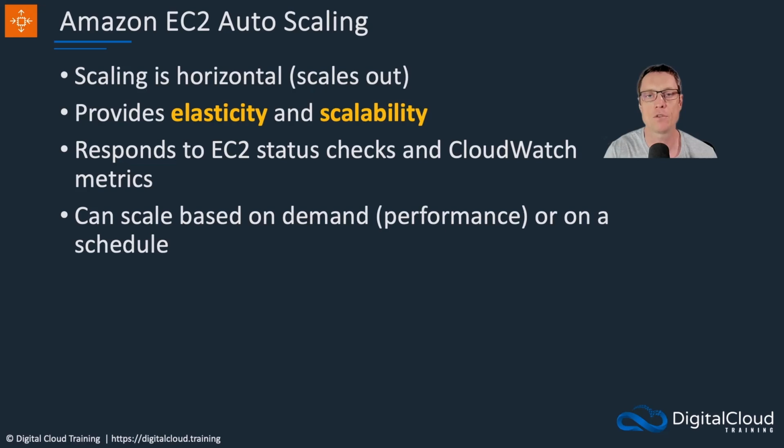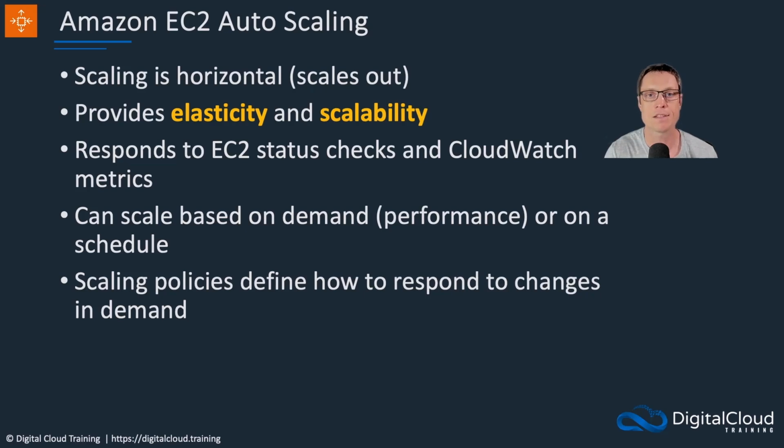And it can scale based on demand, so the performance, or we can do it on a schedule instead. So we can say, well, we know that we're going to need more capacity at a certain point in time, maybe 9 a.m. on a Monday morning when people are starting to utilize the application more. So we can scale on a schedule ahead of that point in time to make sure we've got the capacity if we want to. And it's scaling policies that we create which define how the auto-scaling group will change to demand based on those metrics or based on schedules.